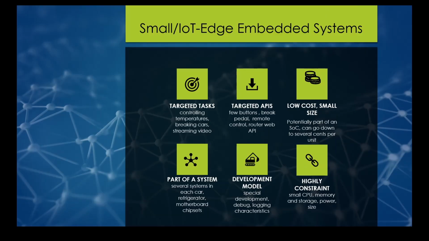What are the characteristics of embedded systems, especially small Internet of Things devices or other small embedded systems? We start at the upper left corner and go clockwise. It has a targeted task, and for that a tailored solution is created, unlike general purpose computers. To fulfill that task, it has targeted APIs and interconnects with other subsystems. It is highly constrained in space, cost, and power. Accordingly, it has minimal CPU power, memory size, and storage.